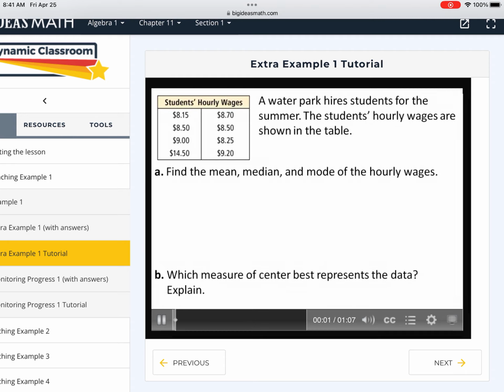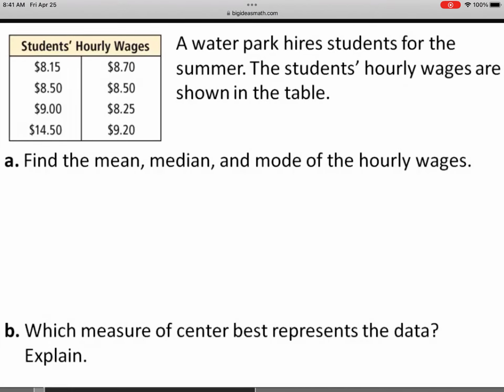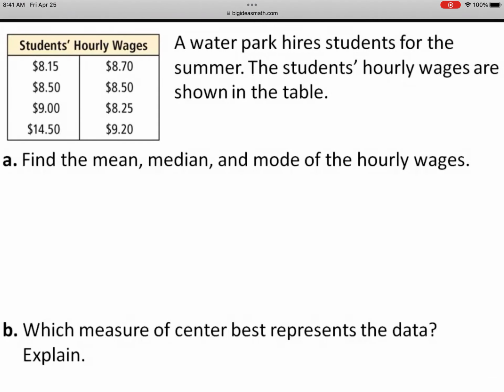A water park hires students for the summer. The students' hourly wages are shown in the table. Part A. Find the mean, median, and mode of the hourly wages.